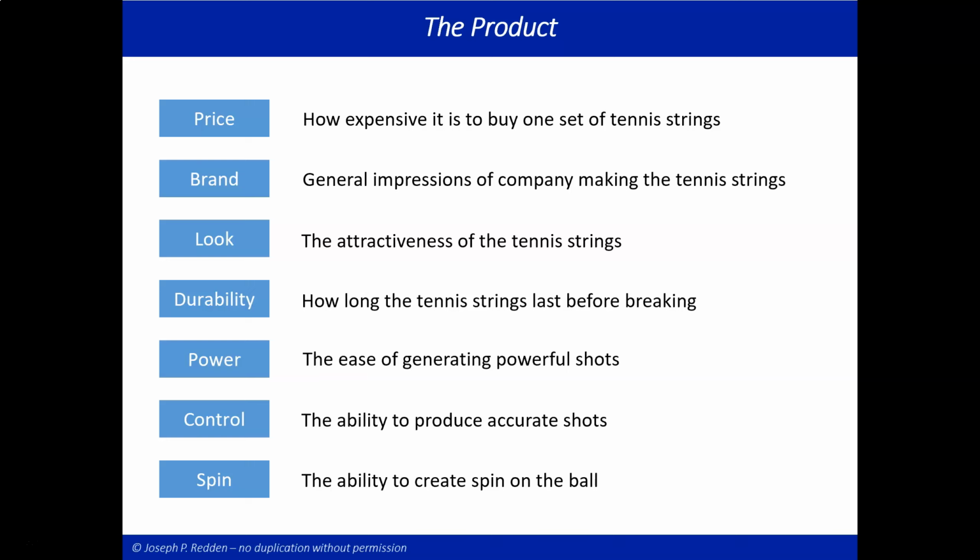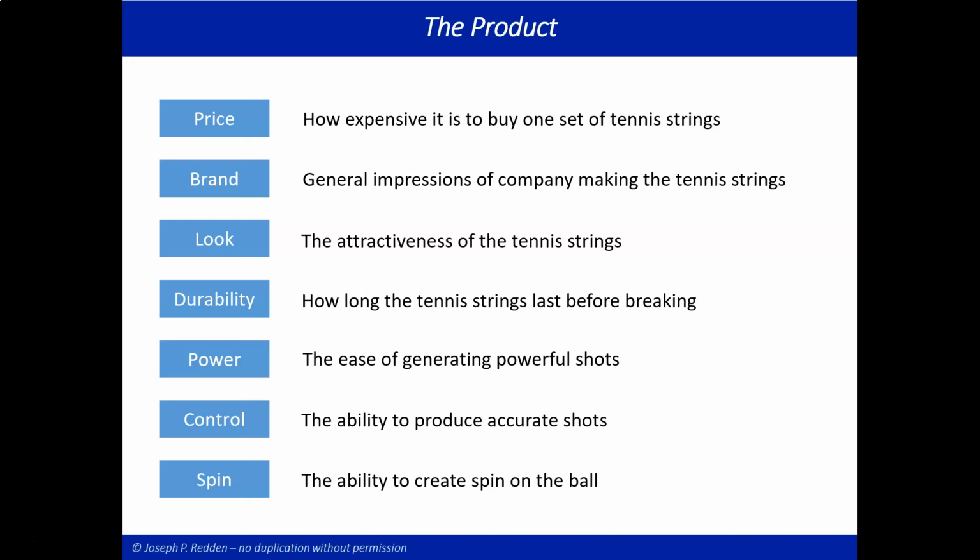There's the power. How well does the string respond to help you generate powerful shots? There's the control. How well do the strings help you to produce accurate shots? And lastly, there's the spin. The ability of the strings to help you create and generate spin on the ball. These 7 attributes will help define how a consumer looks at a product and evaluates it.